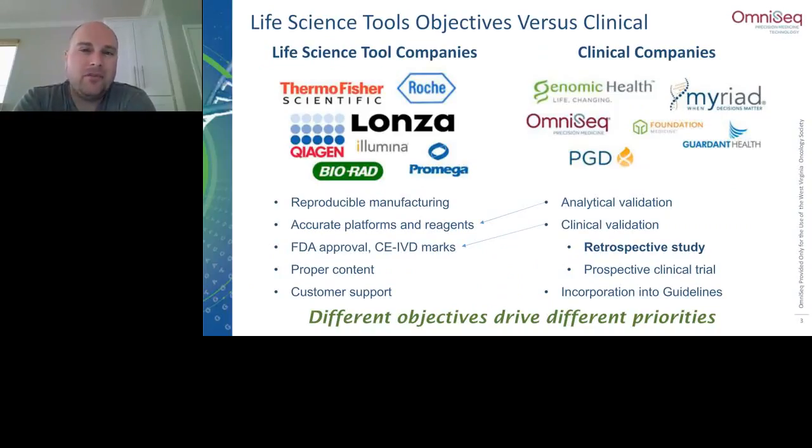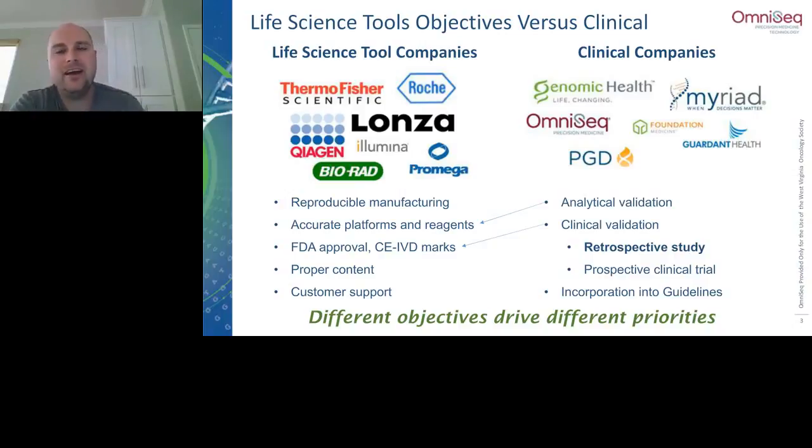I want to start off by discussing some of the different objectives of life science tool companies versus clinical companies. And this will specifically be in the space of molecular diagnostics. So now that I have experience in both of these arenas, it's very interesting to compare and contrast where these organizations line up and certainly where they differ.